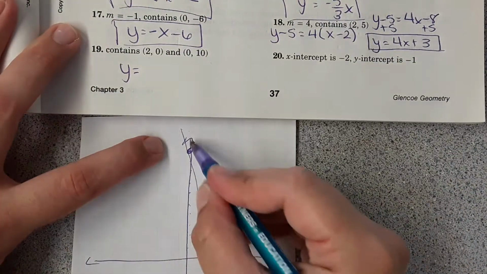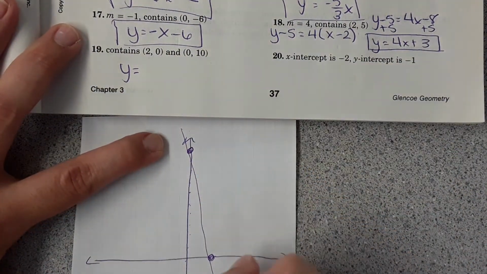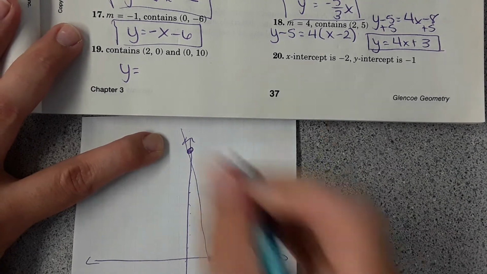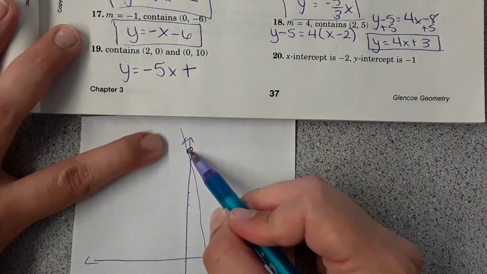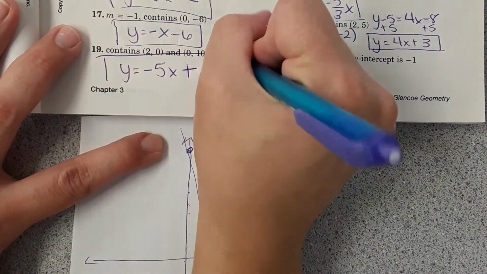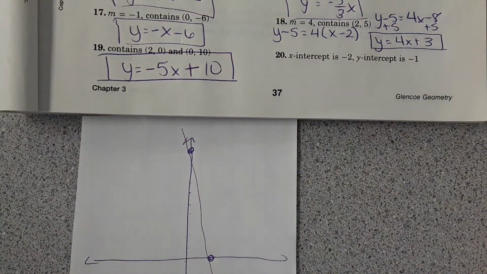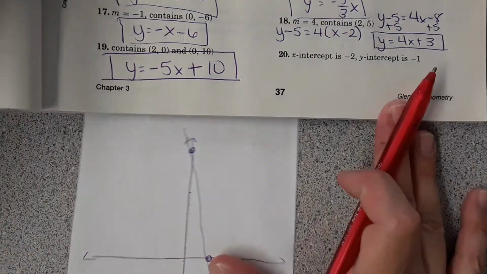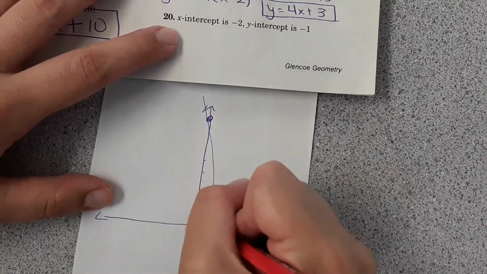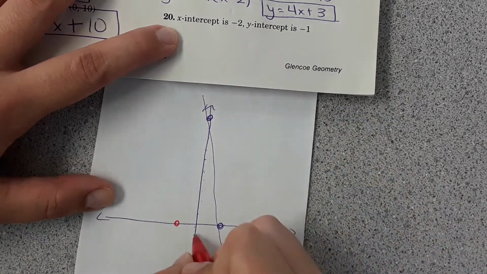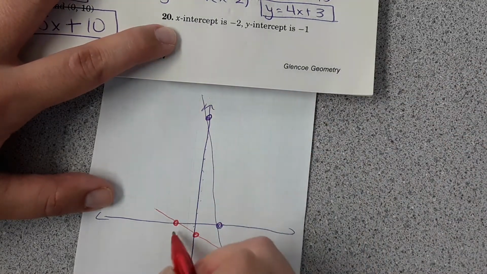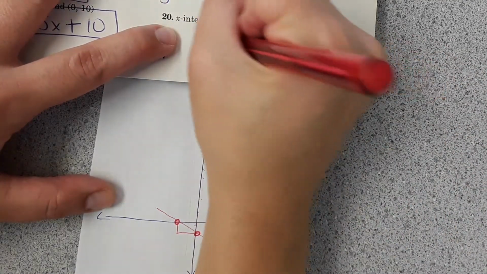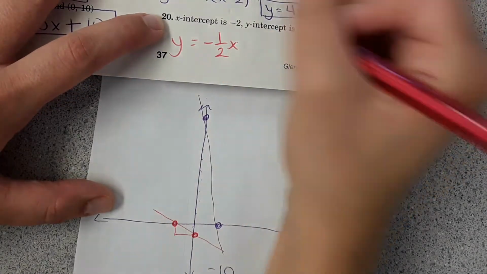I need to find the slope. It's going down 10 over 2, so negative 10 over 2 would be negative 5. So my slope is negative 5x plus the y-intercept, which I can see on my graph is 10. And that's that answer. Then the very last one just tells us that the x-intercept is negative 2, so I'll put a point there, and the y-intercept is negative 1. There's my line. It's going down 1 over 2, so that's negative 1/2 x as the slope, and then the y-intercept is negative 1.